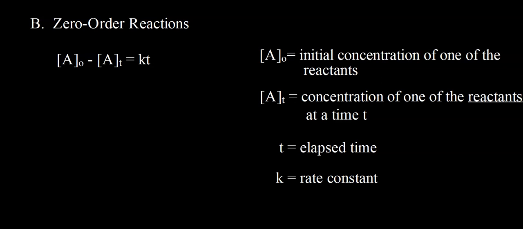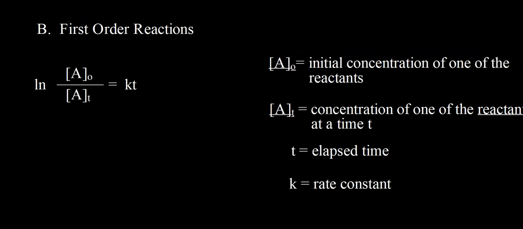So [A]₀ is the initial concentration of some substance. [A]t is the concentration of some substance after the elapsed time t. And then k is your rate constant, just like from your rate law expression.